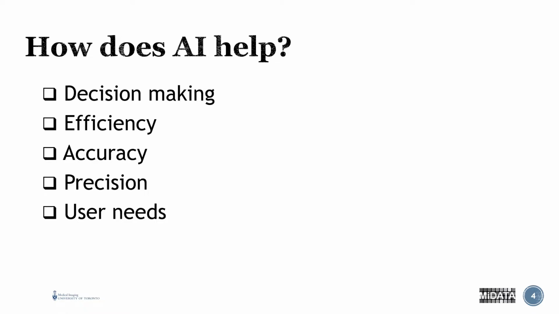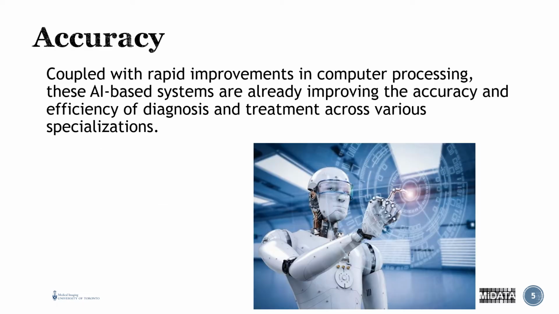Just as a refresher, we are going over 5 characteristics that make AI helpful. We have decision making, which we've talked about, efficiency, and now we are going to touch on accuracy. So what is accuracy? For this lecture, let's define accuracy very simply as getting it right.